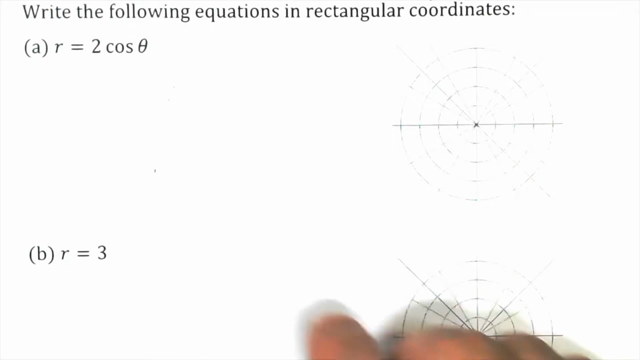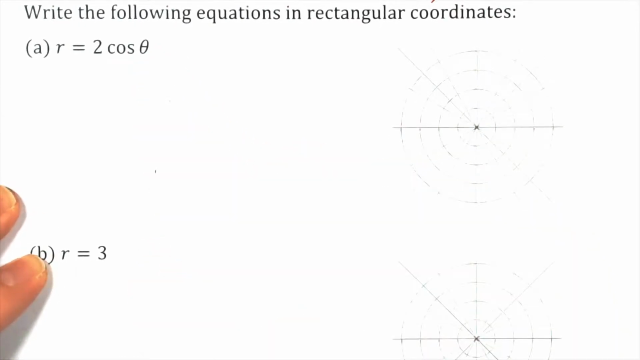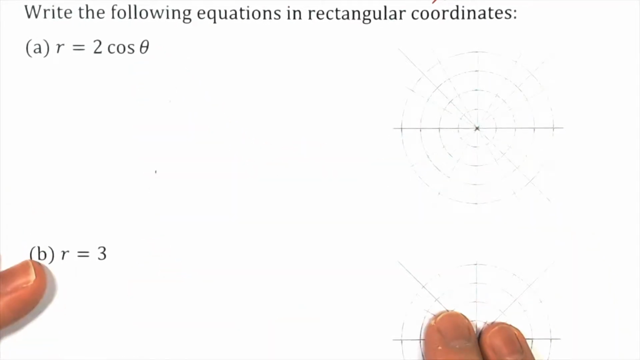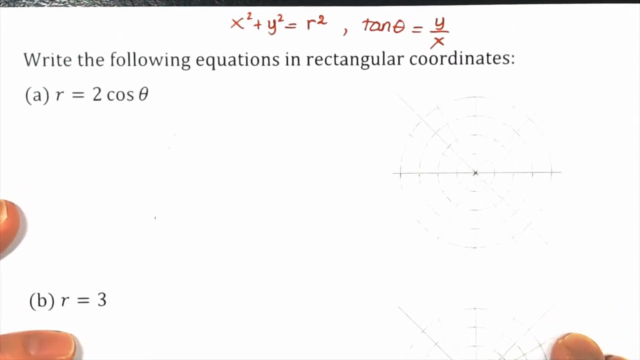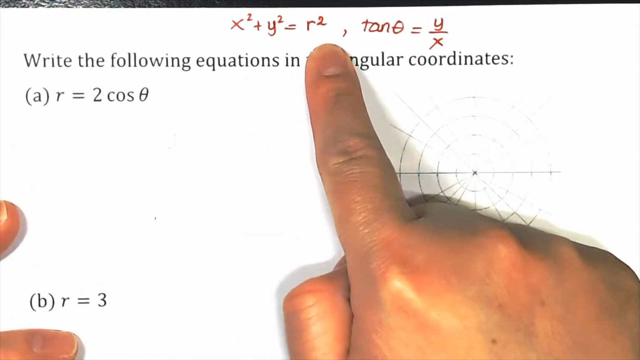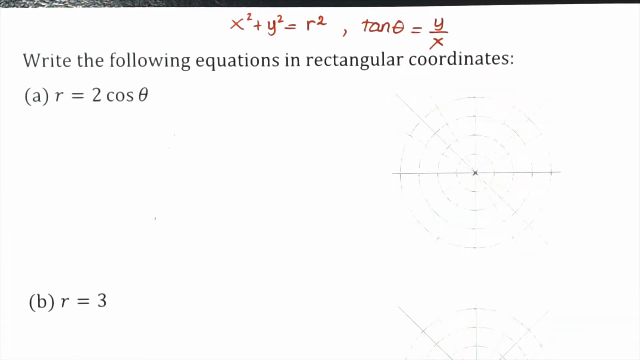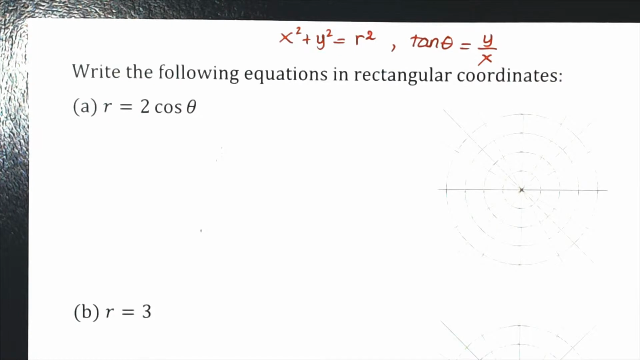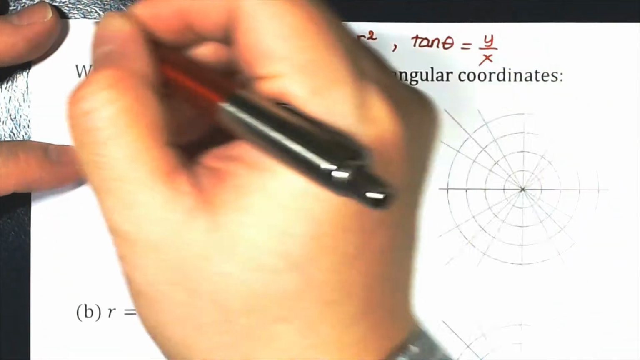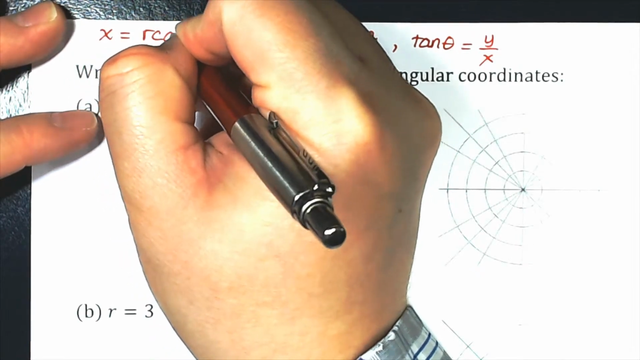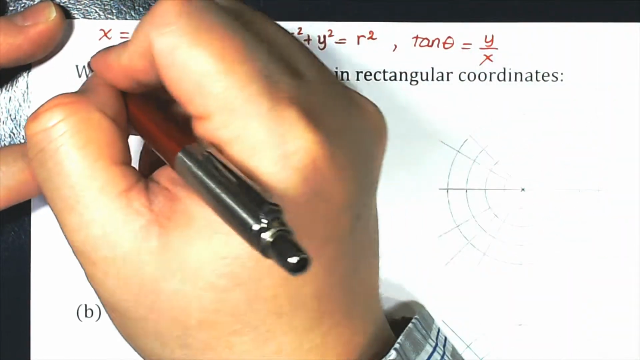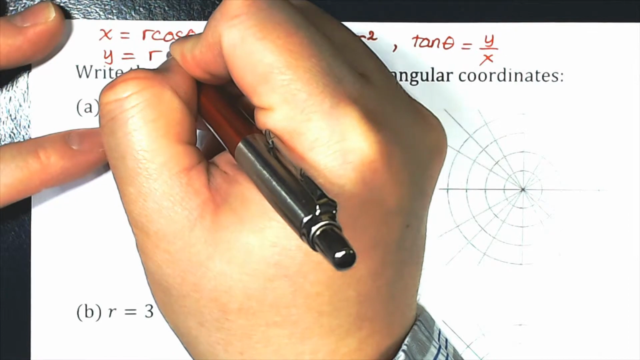In this question we will convert these equations into rectangular forms. A few things we need to know. First, x squared plus y squared equal to r squared, and tangent of theta equal y over x. And also from there we will have x equal to r cosine theta and y equal to r sine theta.